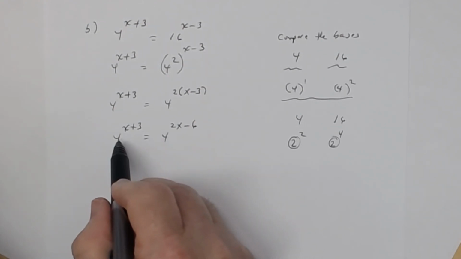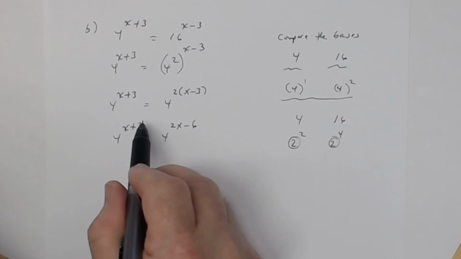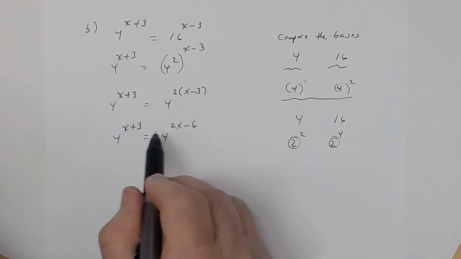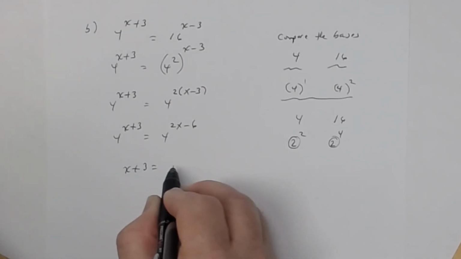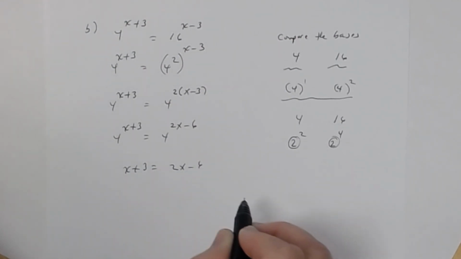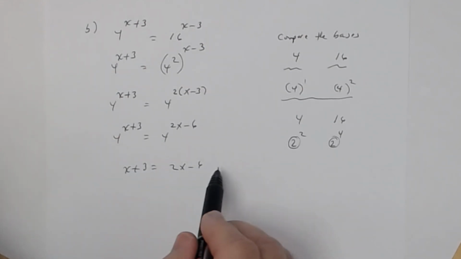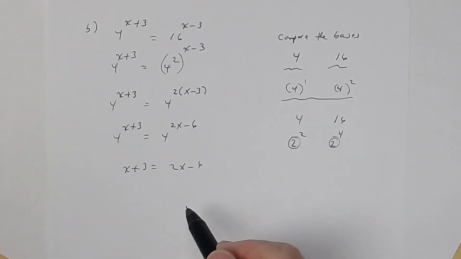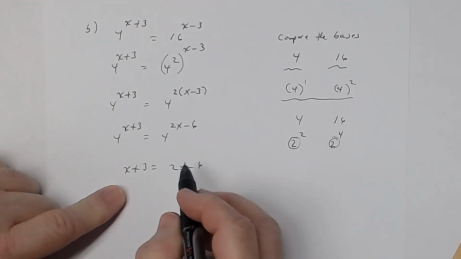So now I have an exponential equation where the bases are equal to each other, so therefore the exponents must be equal to each other. So you're going to say x plus 3 equals 2x minus 6. Notice I have a linear equation that I am going to be solving for. All right, so that's how easy this is. Okay, so let's solve this linear equation.